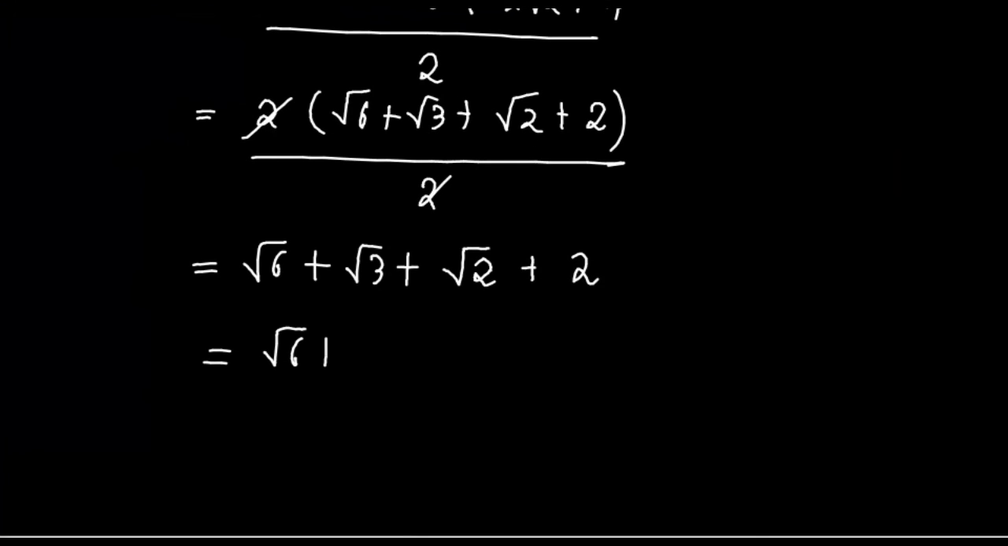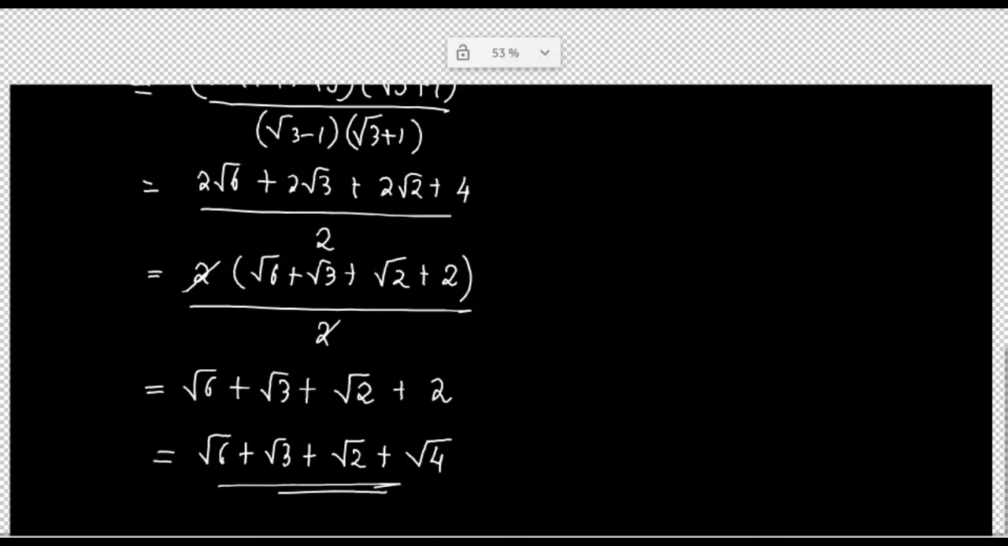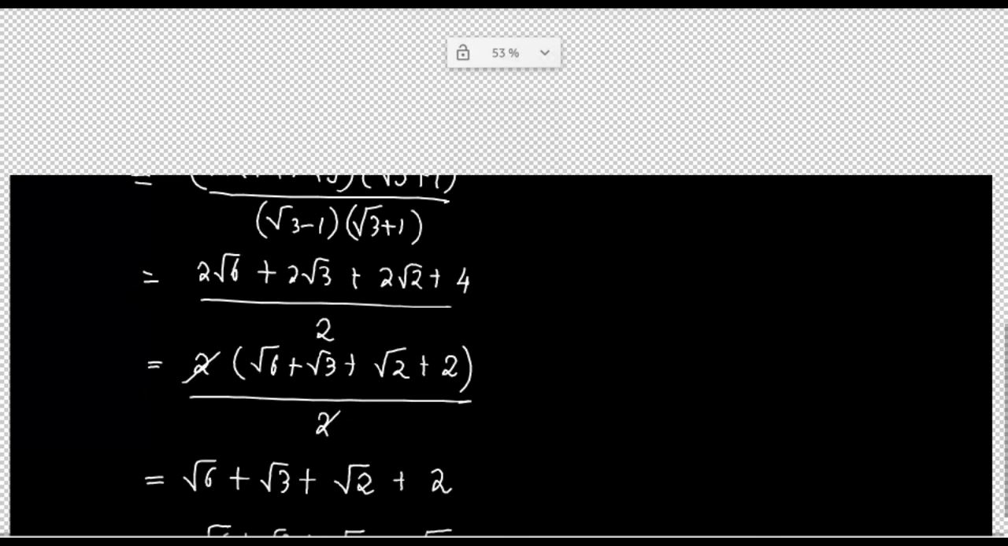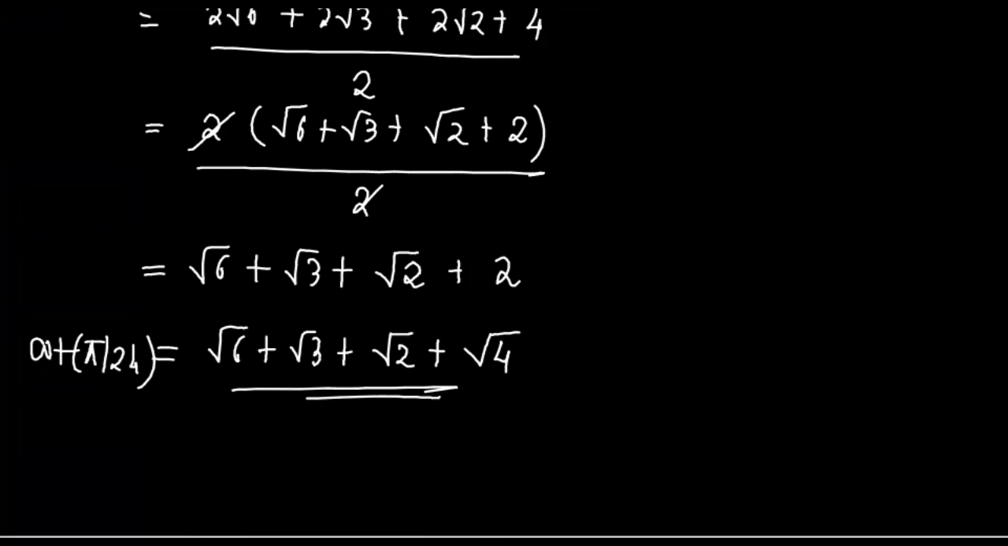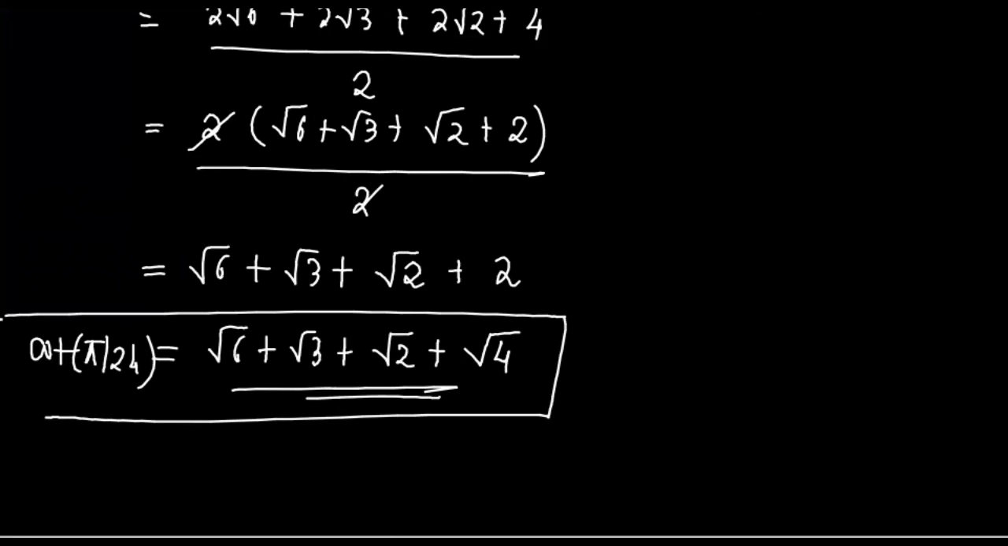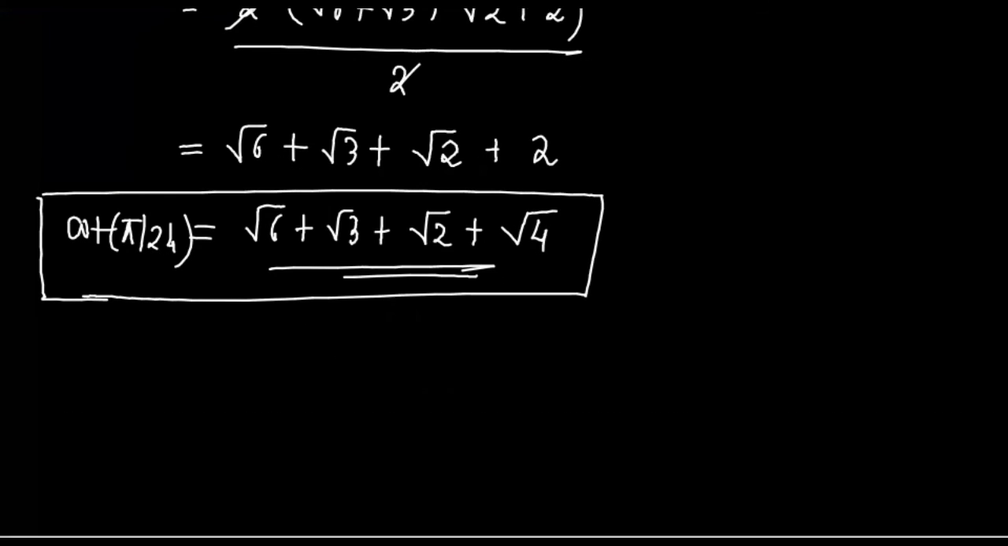Now we can write it in this way: root 6 plus root 3 plus root 2 plus 2, and 2 can be written as root 4. So we have got cot of pi by 24 as this value. In the question we have been given that cot of pi by 24 is equal to root a plus root b plus root c plus root d. By comparing the values, a is equal to 6, b equal to 3, c equal to 2, and d equal to 4.